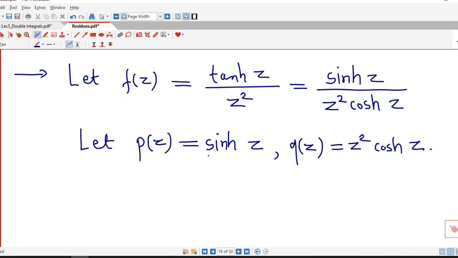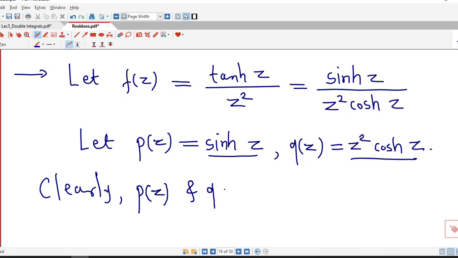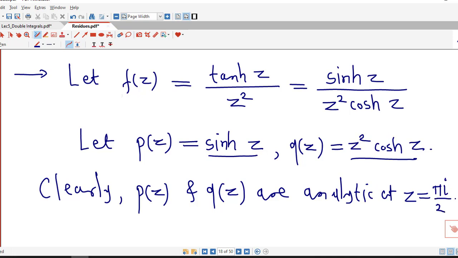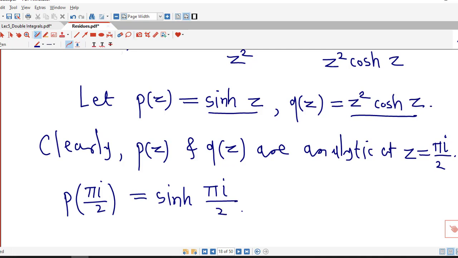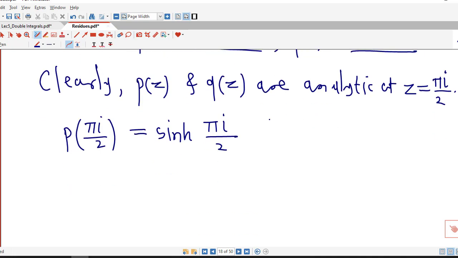So we know that these two functions p z and q z are analytic everywhere, they are entire functions. So the first condition is clearly satisfied. Clearly p z and q z are analytic at z equal to pi I divided by 2. Now we find the value of function p at pi I divided by 2. So this is nothing but sine hyperbolic pi I divided by 2. Here we put z equal to pi I divided by 2.